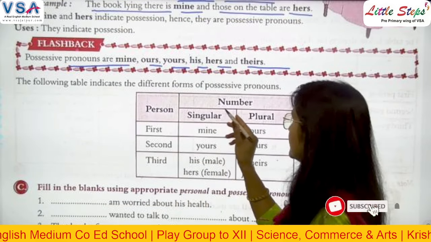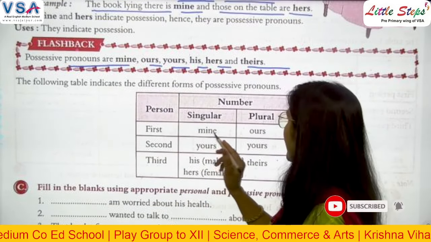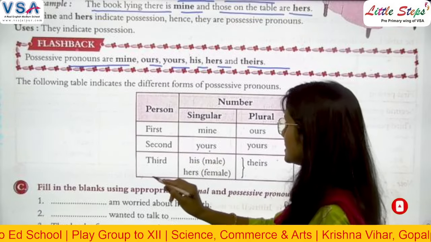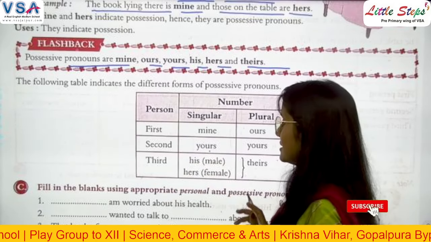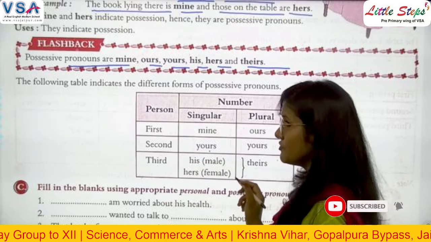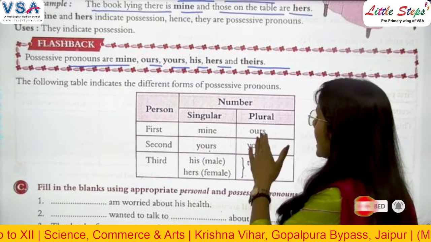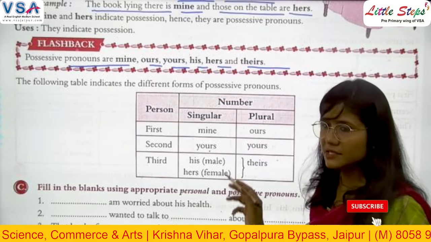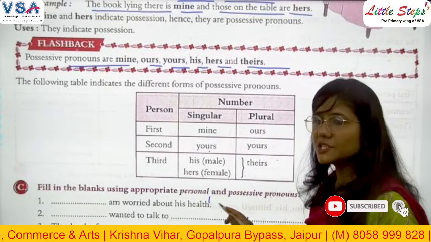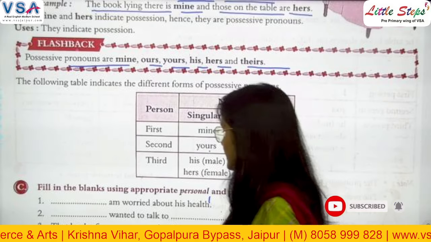First is mine. Second is yours. Third is his and hers. His for male, hers for female. And in plural, ours, yours, theirs. These are plural and these are singular. Now we do the exercise.